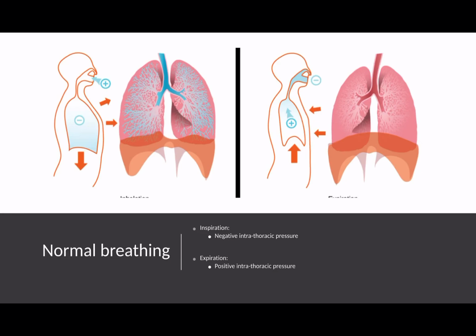We know that gas will always move down a pressure gradient from an area of high pressure to low pressure. And as such, when you inspire, you take a deep breath in, you develop that negative intrathoracic pressure, you are going to suck air in through the mouth and nose and into the lungs. So this is how inspiration works.